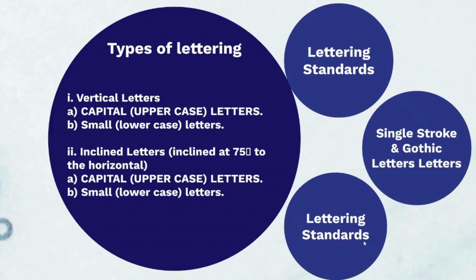Okay guys, first we are going to know about the vertical letters. The vertical letters are the capital uppercase letters and the smaller lowercase letters we write in the vertical position. The inclined letters are inclined at 75 degrees to the horizontal, and they can be capital case letters and small lowercase letters also. These are the basic things we should know.